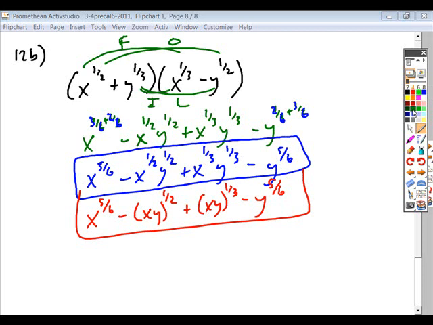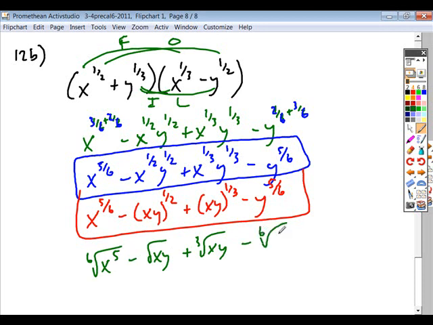And then if you had put your answer in radical form, you're looking at the 6th root of x to the 5th minus square root of xy plus cube root of xy minus the 6th root of y to the 5th. Okay, so even this would be an acceptable form.